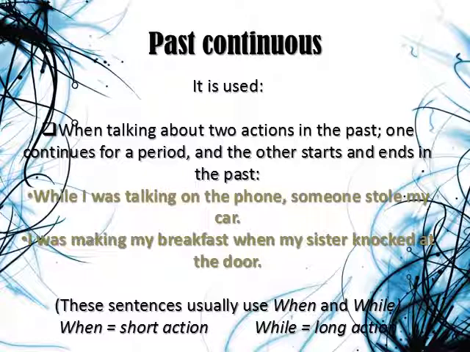Just a remark, these sentences usually use when and while. So here, when is an indication of a short action. By short action, we mean the simple past, and while is used to indicate the long action. And when we talk about the long action, we are talking about the past continuous. So it's easy to identify which action is short and which action is long. Short action, simple past; long action, past continuous.